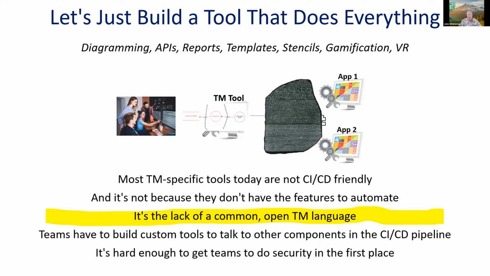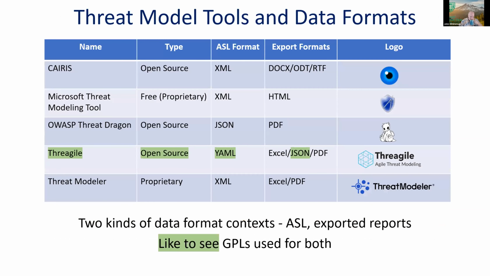And also it's hard enough to get teams to do security in the first place. One thing we notice out there too, there's not a lot of threat modeling tools. If you look, there might be maybe a dozen or so. There's a bunch of others that have false starts, but there aren't that many.